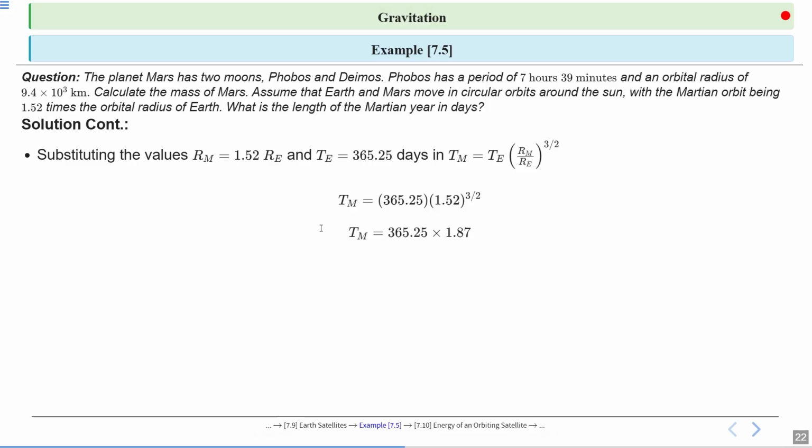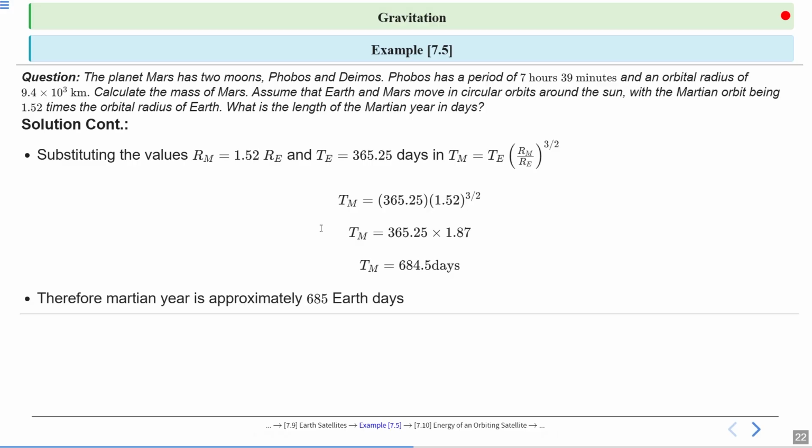So Tm is equal to 365.25 into 1.87. Solving this, you will get 684.5 days. Therefore, the Martian year is approximately 685 Earth days.